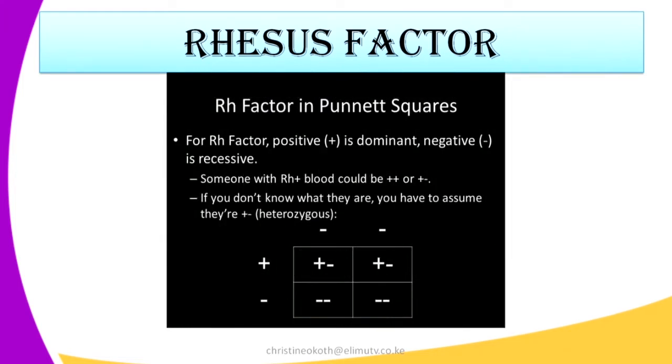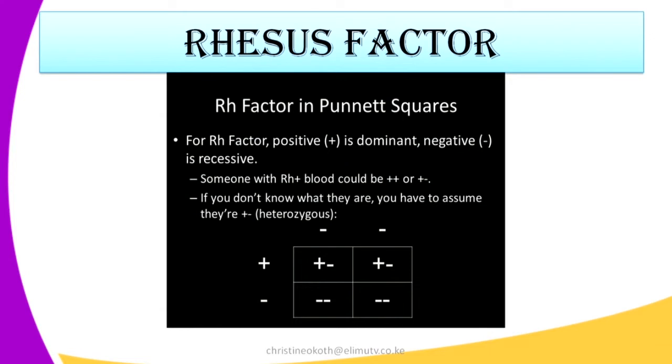So this is a summary of how the rhesus factors go. We say if you have the rhesus factor, the positive one is the one which is dominant, while the negative one is the recessive. It means the dominant one is going to mask itself over the negative factor. So someone with rhesus positive blood will either have both of them positive or a positive and a negative, because the positive is dominant over the negative.